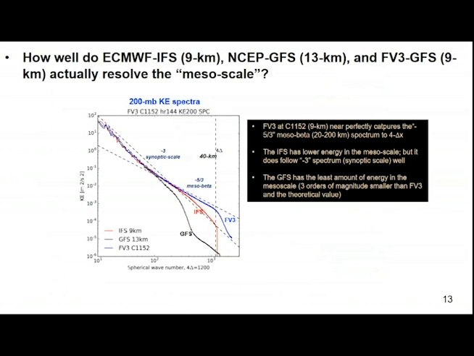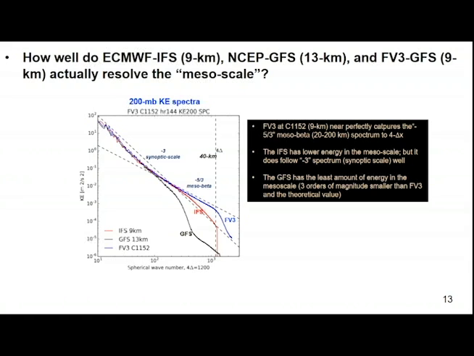So I want to look at this mesoscale resolving concept. Now we have to think about this. All the global operational models are already mesoscale resolving. Meso-beta, according to Orlanski, or the density distribution, is from 20 kilometers to 200 kilometers, so I loosely call it mesoscale.